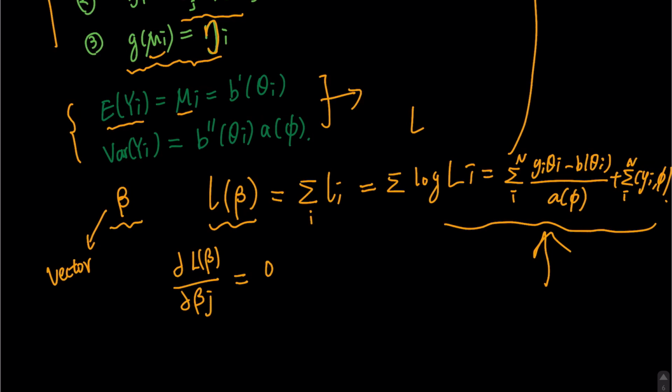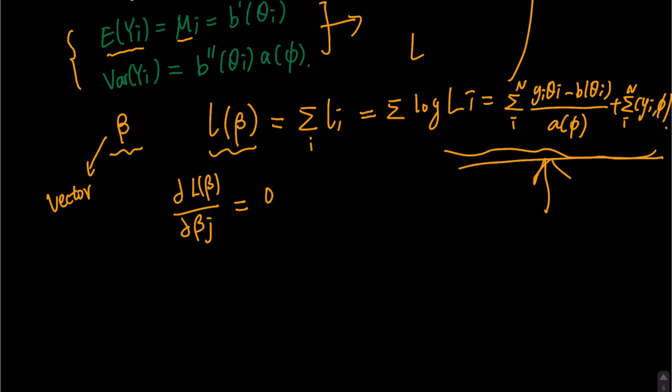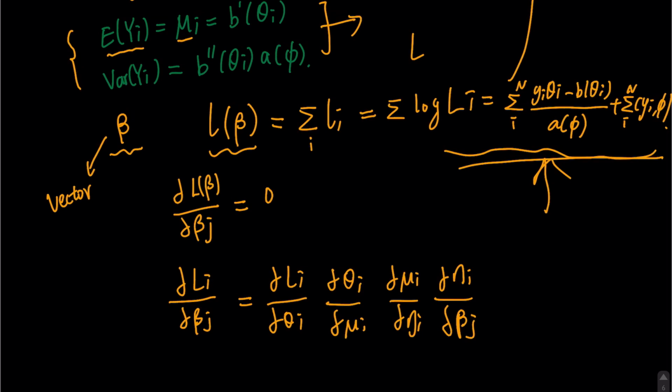We're going to find it through the derivatives with respect to other parameters that we see in this likelihood. So we apply the chain rule here. In order to get this derivative, we will do something like dl/d beta j equal to dli. The first time I saw this equation, I was very confused.